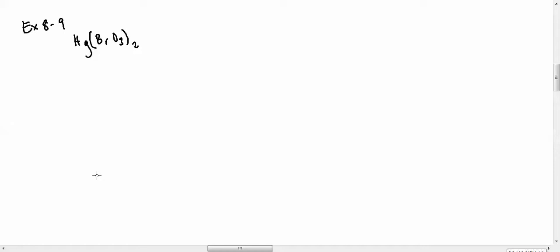All right, so what I want to do is name this thing right here. It's Hg(BrO3)2. I think that the telltale sign here is, all right, so this mercury right here, Hg, what is its oxidation number? Hg oxidation number is, well, actually, I don't know.